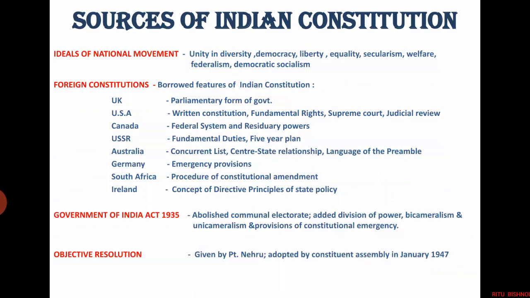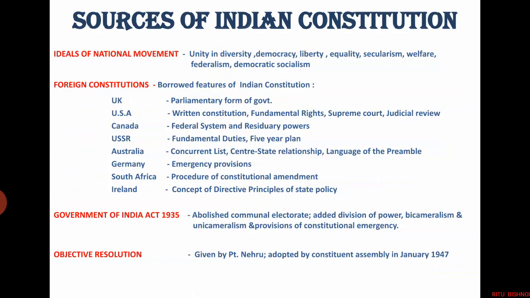Constitutions of several democracies of the world also influenced the framers of our Constitution. They included the best features of various constitutions in our Constitution. For example, from the United Kingdom we borrowed the parliamentary form of government. From USA, fundamental rights, independent judiciary and judicial review. From Germany, we borrowed emergency provisions. From Ireland, we borrowed the concept of directive principles of state policy.